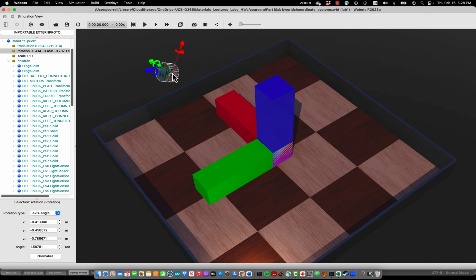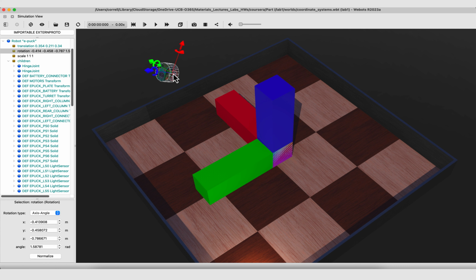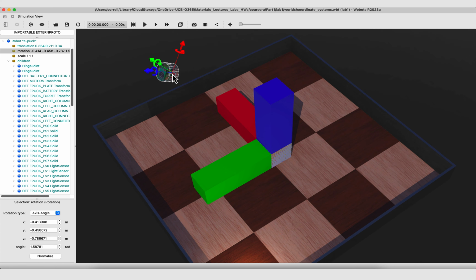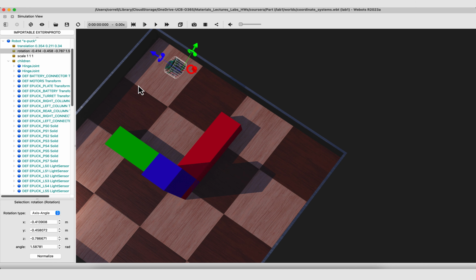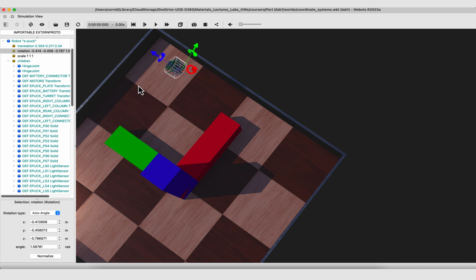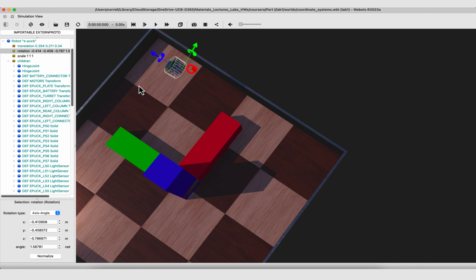Now there are 3 things you need to know about coordinate systems. The first one is the vectors are orthogonal to each other. That means if you know 2 of the vectors, you can compute the third one because it's going to be orthogonal to the other 2. That means you don't need 9 numbers anymore, you just need 6 numbers, and from that you can compute the third vector.